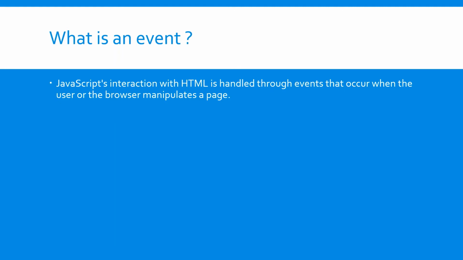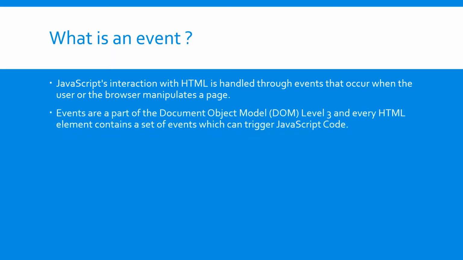JavaScript interacts with HTML through events that occur when the user or browser manipulates a page. Events are a part of the Document Object Model, or DOM level 3, and every HTML element contains a set of events which can trigger JavaScript code.